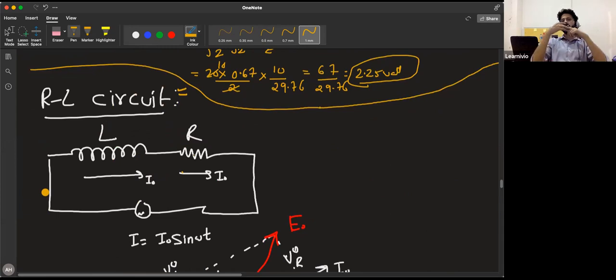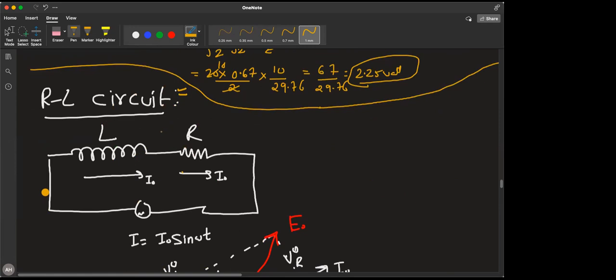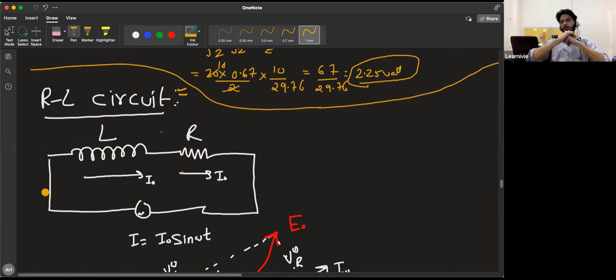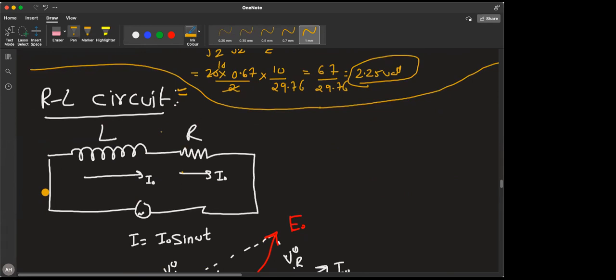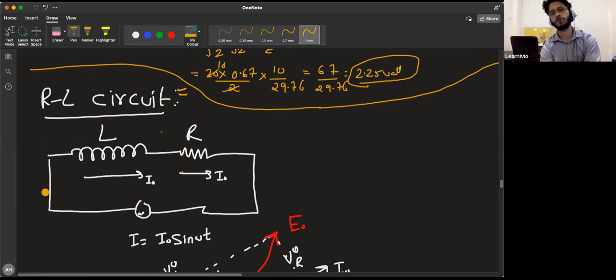So Akshay, what about the voltage across the resistor? I'm asking about the voltage across the resistor and the current across the resistor. Do they have a phase difference or are they in the same phase? Same phase. So the voltage across a resistor and the current passing through the resistor are in the same phase. So I naught and V naught are in the same phase.